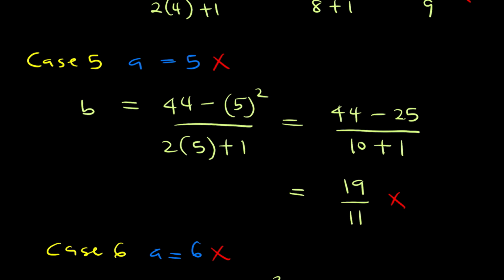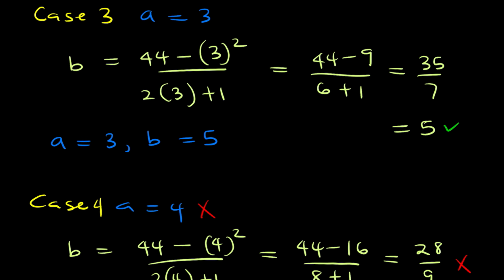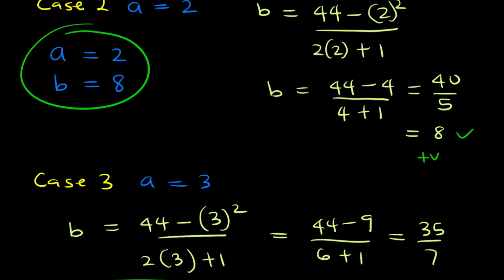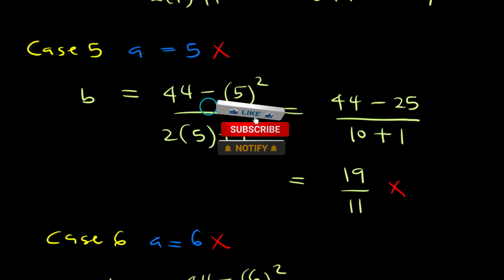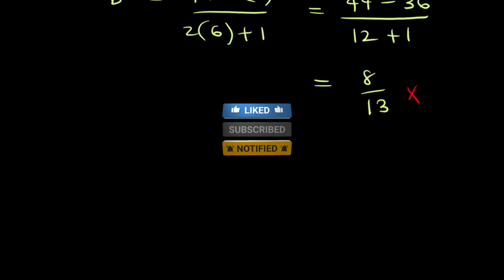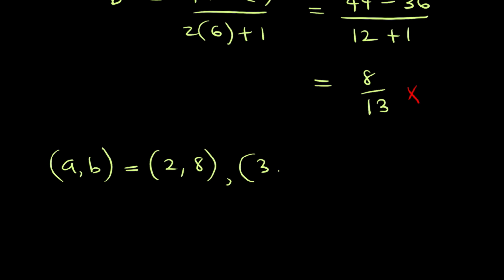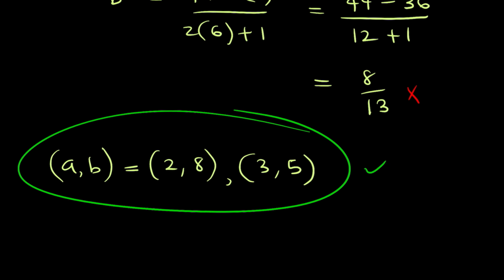So the only two accepted cases are when a is 3, b is 5, and when a is 2, b is 8. So the positive integer solutions to our problem are a comma b equal 2 comma 8 and 3 comma 5. These are the only accepted solutions for this problem.